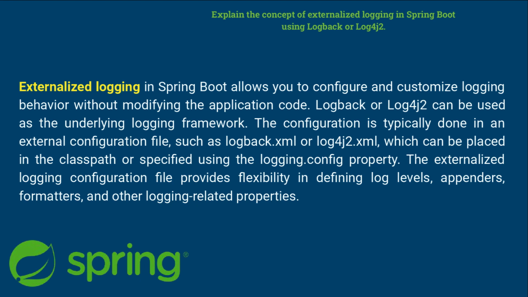The configuration is typically done in an external configuration file, such as logback.xml or log4j2.xml, which can be placed in the class path or specified using the logging.config property. The externalized logging configuration file provides flexibility in defining log levels, appenders, formatters, and other logging-related properties.